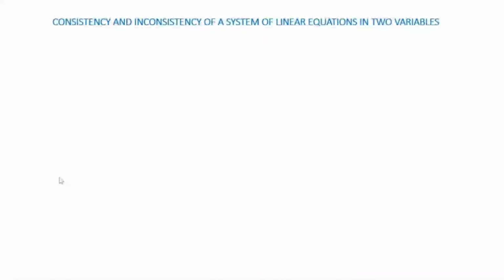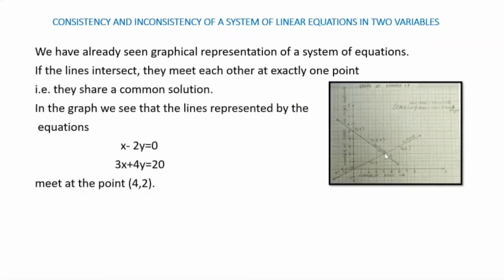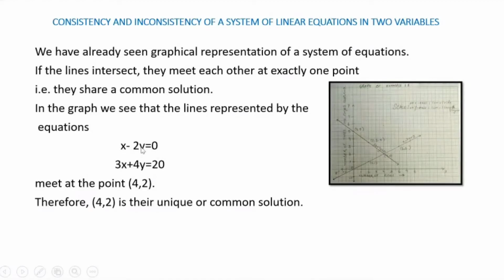So let us take up the previous cases once again with respect to consistency and inconsistency. The first case, when the lines are intersecting, you can see that both the lines are meeting at a particular point, and this point is (4, 2). So I say that there is a unique solution given by (4, 2), and because this one solution exists, I say that this system is consistent.